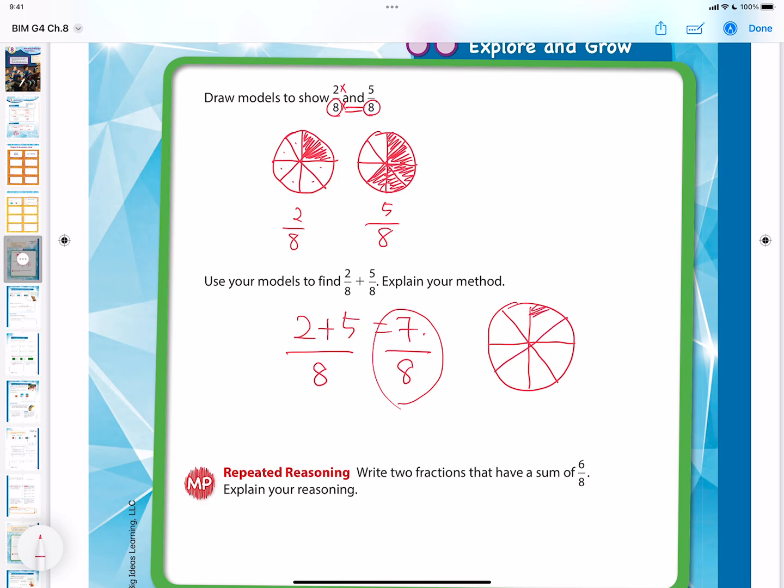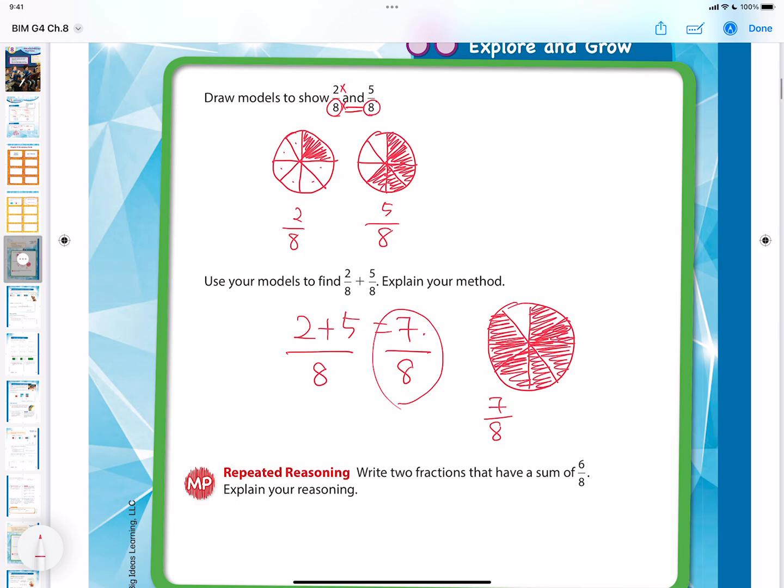And in this model, I can show you this way. Okay, you took 2 slices out of 8, right? And then your friend came and ate what? 5 more. 1, 2, 3, 4, and 5. That means 7 over 8 slices are eaten. So that's addition of fractions. That's it. Very simple, right? Okay, so let's go for this next question.